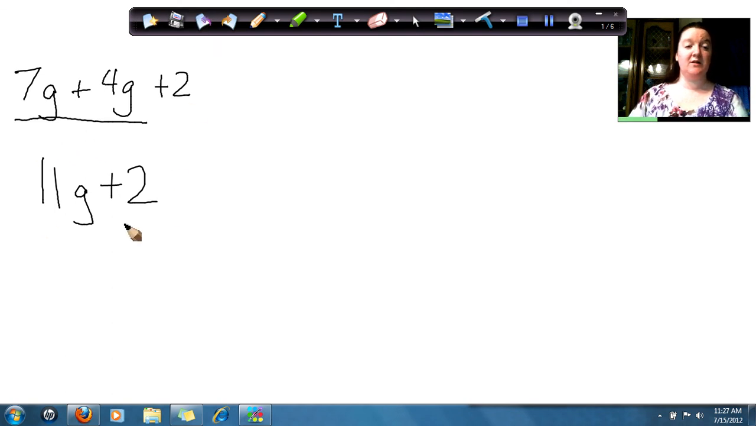Those are the ends of our examples for today. This will help you to simplify expressions using the distributive property and combining like terms.